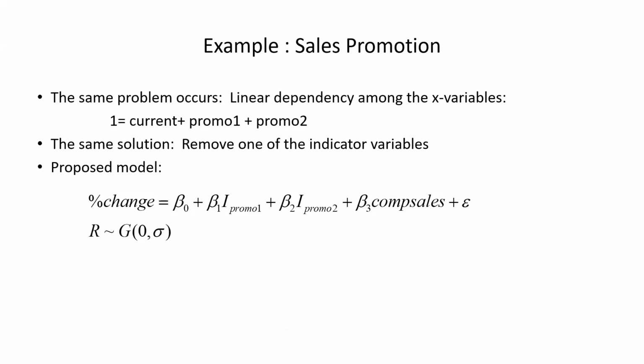Now, here we remove the indicator variable corresponding to current. We call this the baseline. The one that doesn't appear is the baseline. And so our model now is percent change, then we have the intercept, two indicator variables for the promotions, and the comp sales.